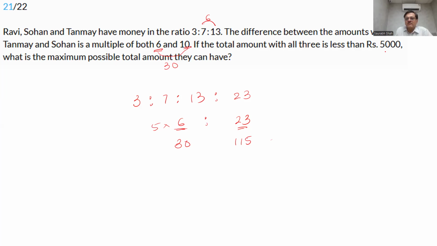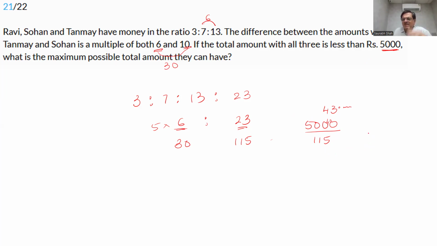Now we are told that the total with all three is less than 5,000. So we need a multiple of 115, which is just a little less than 5,000. So divide 5,000 by 115. Looks difficult? No. 115 into 4 is 460. So we have 440 left over, 400. Obviously now you can't have 4, you'll have 43 point something. 43. The multiplier is 43. We need to multiply by 43.